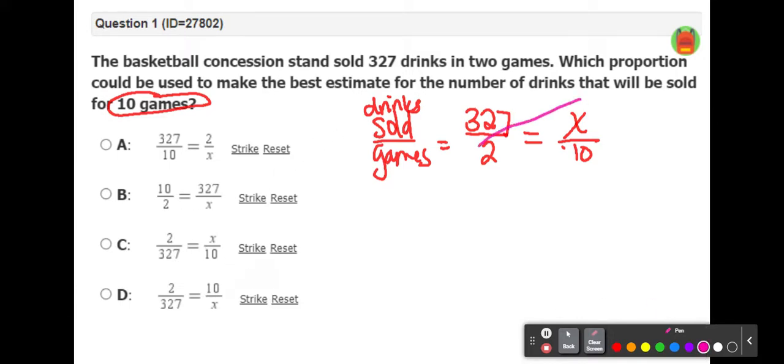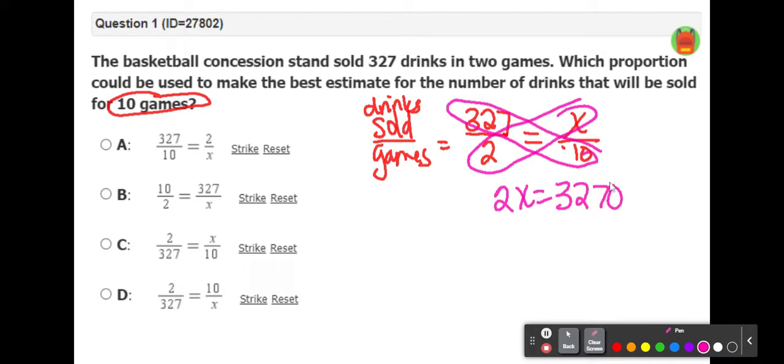So if you cross multiply, this would be 2x, and this would be 3,270. So no matter which way you set up your proportion, remember that when you cross multiply, they would be the same. So the same answer. Remember, everyone was setting up their own proportions their own way, as long as when you cross multiply. This would give us 327x equals 20. So that's not going to be the same as the way we're setting it up.